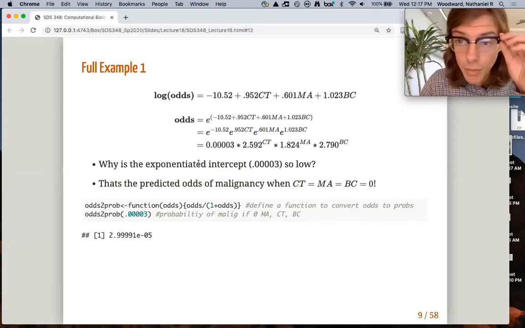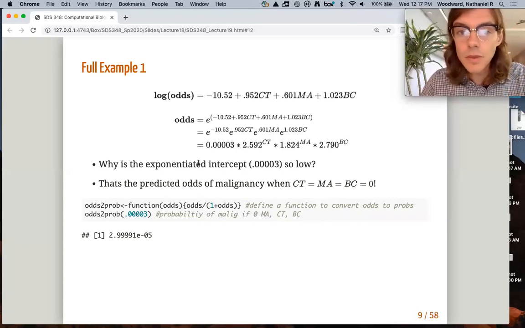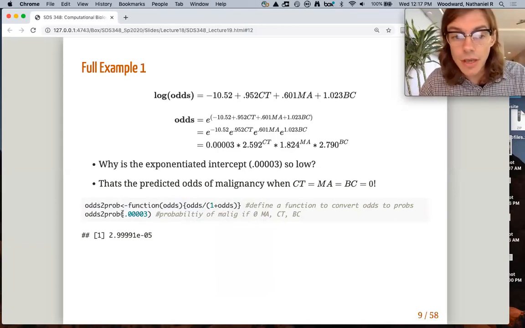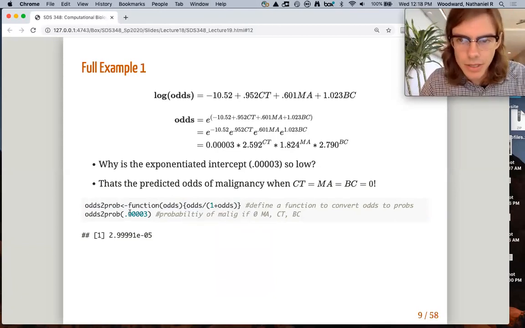And if you want to convert that to a probability, don't forget, to get from odds to probability, just do odds over 1 plus the odds. And since it's so close to 0, the probability is going to be really close to 0 too. So here's just a little function. If you're tired of writing odds over 1 plus the odds, you can write a little function that just takes the odds and then spits out the probability. I'll call it odds to prob. And then we can use it. And this is the probability of malignancy if all those things are 0.